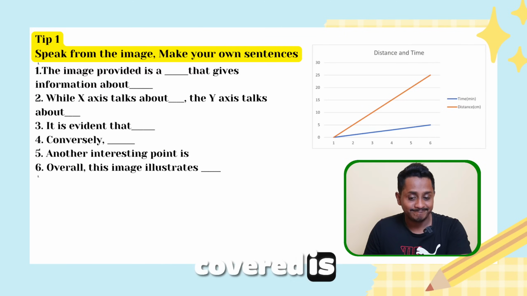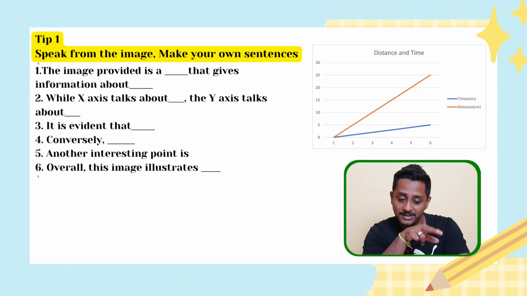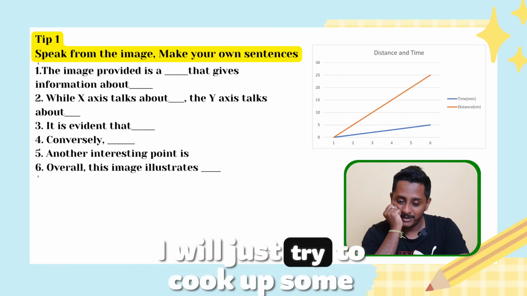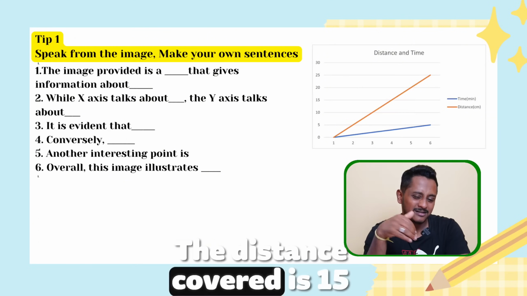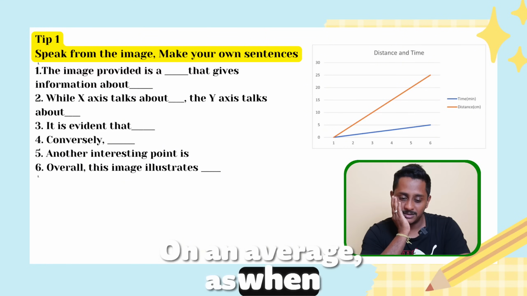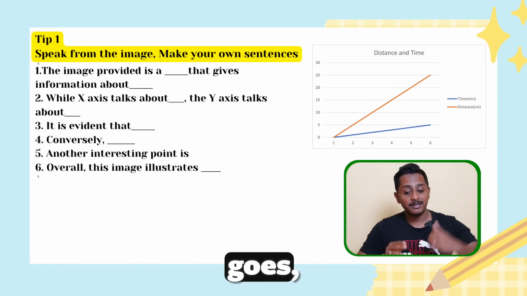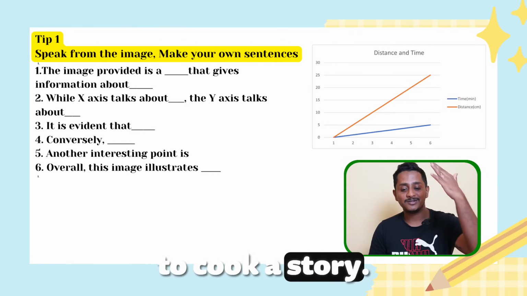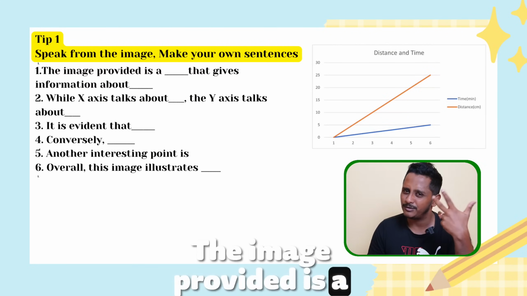Probably I'll talk about at 1 minute, the distance covered is probably 0. At 4th minute, even I'm not understanding this, so I'll just try to cook up some story. The distance covered is 15. At 6th minute, distance covered is 25. On an average, as the time goes, the distance also goes up. Something of this, I'm going to cook a story.